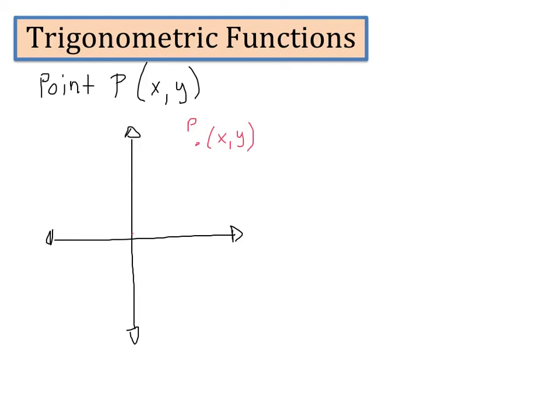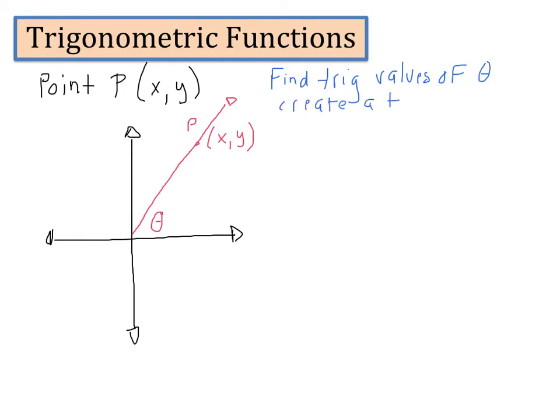Now P lies on the ray of one of our angles. So we have an angle here called theta. Now if I want to find the trig values of theta, what I have to do is create a triangle. And not just any triangle, it has to be a right triangle.